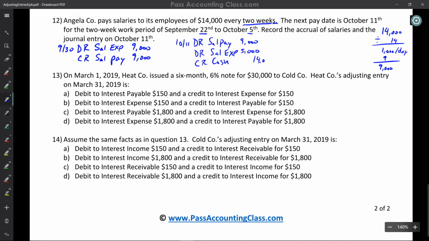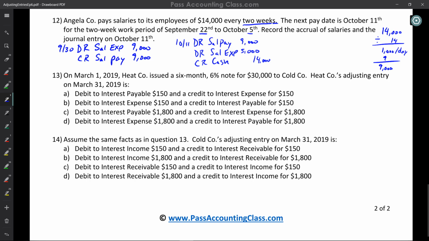Then we're going to credit cash, because we paid cash, for the $9,000 plus the $5,000, and that gives us our $14,000. So in a problem like this, the first step, you can see I try to figure out a daily amount, and then I try to figure out the accrual amount based on the number of days in the first month. And then if I can solve for the first month, I can also solve for the second month as well. And that's going to help you do the first journal entry and the second journal entry as well.